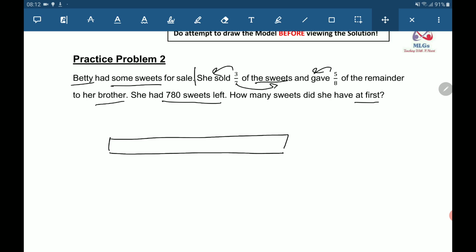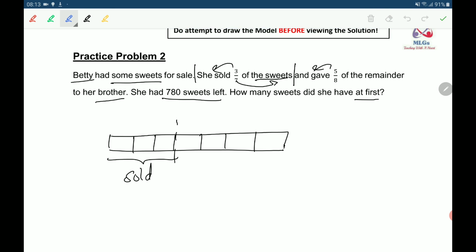But if you are not sure, you can always skip, because there will always be something that you can draw, especially when you see a fraction. Now, the sweets have altogether 7 boxes. And she sold, so you label sold. And then what happened? You have drawn until here. And then she gave 5/8 of the remainder. So where is the remainder? The remainder will be what you call the leftover, which is the blue color boxes that you see.